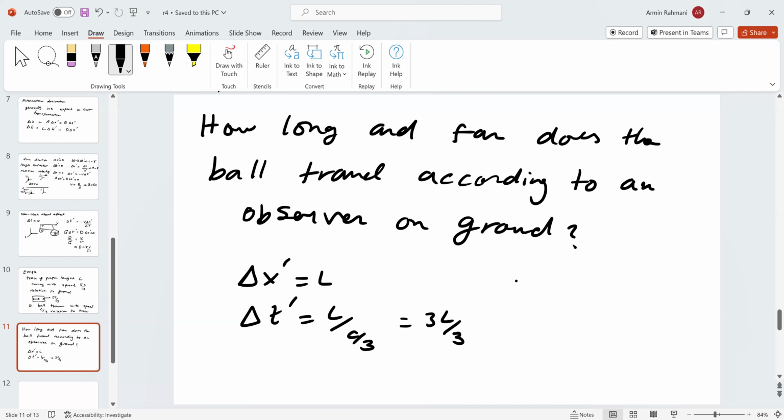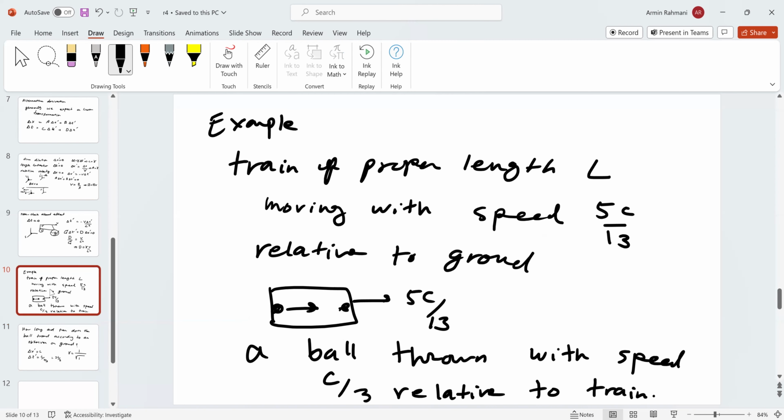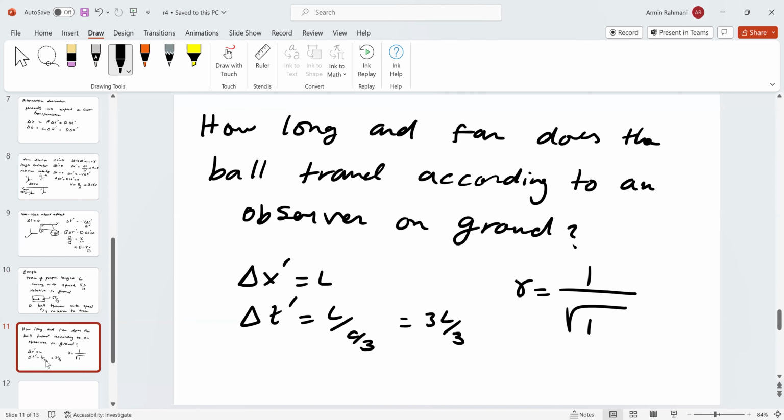Let's find gamma: 1 over the square root of 1 minus beta squared, which is v over c squared, and that v over c is 5 over 13. So that gives me 1 minus 25 over 169. 169 minus 25 is 144, so that's 12 squared. So this thing becomes 13 over 12. And then we just plug that into the Lorentz transformation.